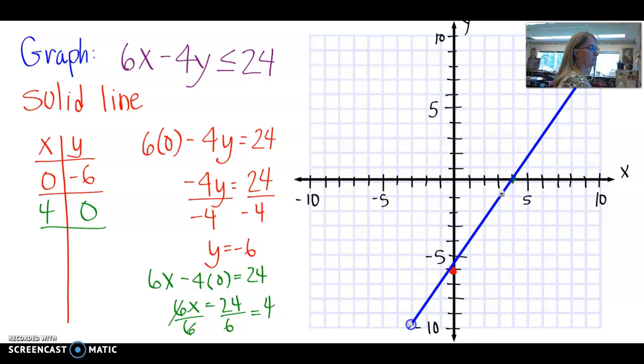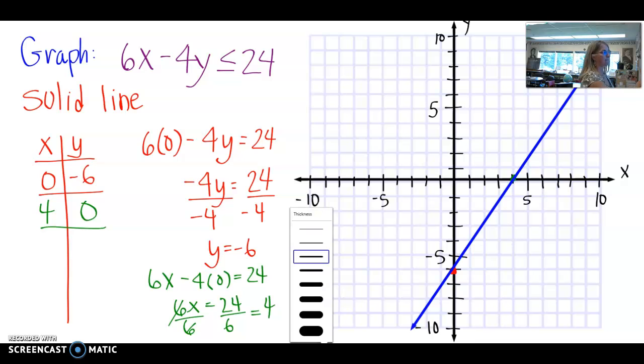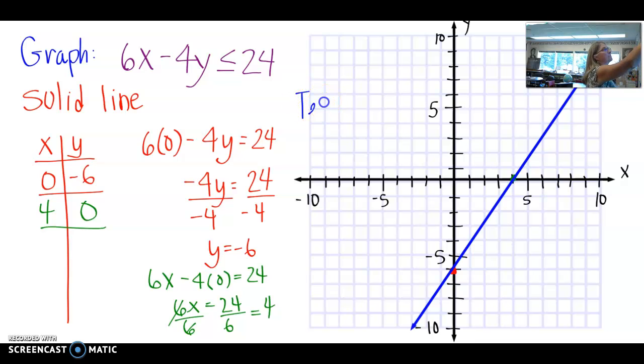I have to decide which half to shade, so think about what you're supposed to do there. We are going to pick a test point. Pick (0, 0). It's the easiest one. It's not on the line, so use it. So I'm going to put 0 in for x. I'm going to put 0 in for y. I'm going to see if this makes it true or false.